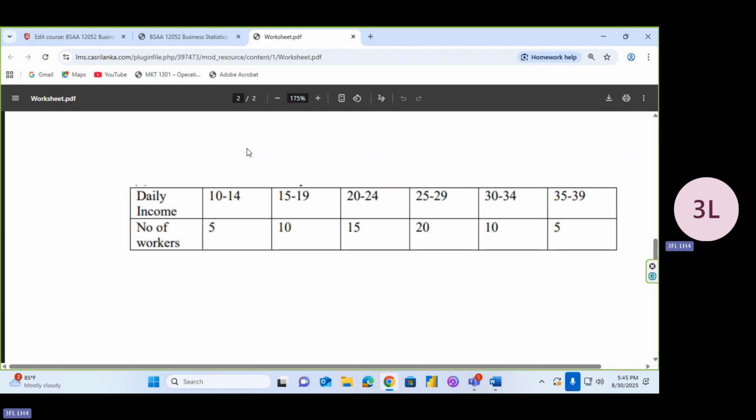This is the grouped frequency distribution. How do we find the mean value? First, you need to calculate the x column. Then find the middle point of each class interval. Then that column we can take as the x column.